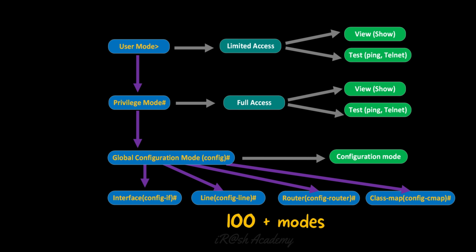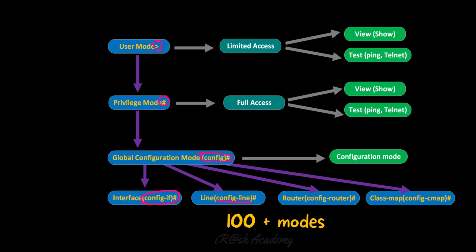Now, how to recognize in which mode you are? It can be recognized easily. For example, you can recognize the user mode with this right arrow key. If you see the right arrow key in your console, that means you are in user mode. And if you see this hash symbol in your console line, then you are in the privilege mode. And if you see this config along with the hash, then you can understand that you are in the configuration mode. And from here, you can understand you are in the interface configuration mode, because here you can see the config, then IF. IF stands for interface.